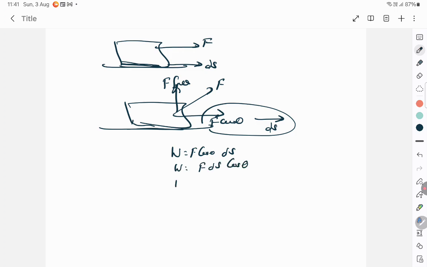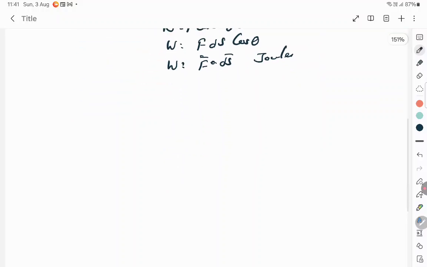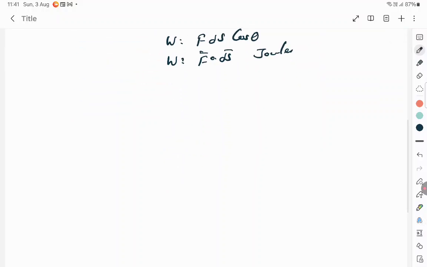Or in other words, work done is the dot product of the force and the displacement vector, which will obviously result in a scalar. The SI unit is joules. Work done is in joules. So that's about this. Work is said to be done when a body gets displaced in a direction.